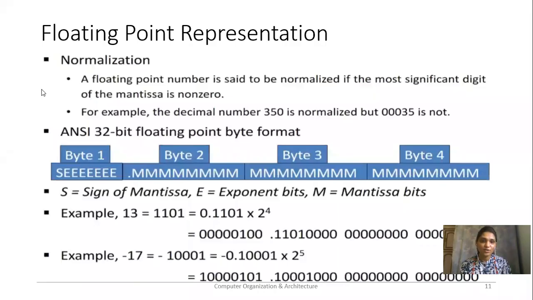Next, we will see how binary numbers can be represented as floating point numbers. For this representation, we use the ANSI standard 32-bit floating point number. The length of this representation is 32 bits, which means you have 4 bytes, since 32 divided by 8 is 4. The first byte will represent the exponent, and the second, third, and fourth bytes will represent the mantissa.